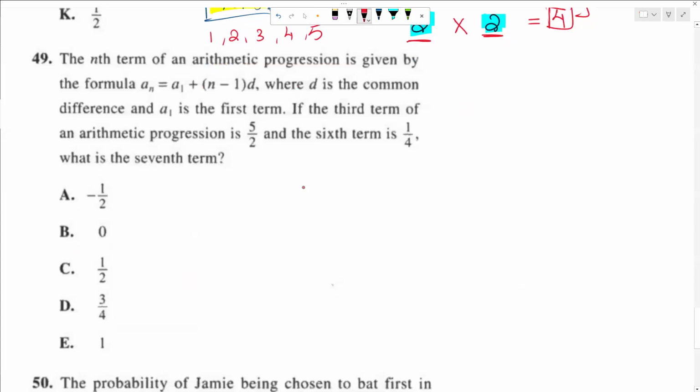The nth term of an arithmetic progression is given by the formula. So they give you the formula where D is the common difference, A1 is the first term. If the third term of the arithmetic sequence is 5 over 2, and the sixth term is 1 over 4, what is the seventh term? There is more than one way to think about this.